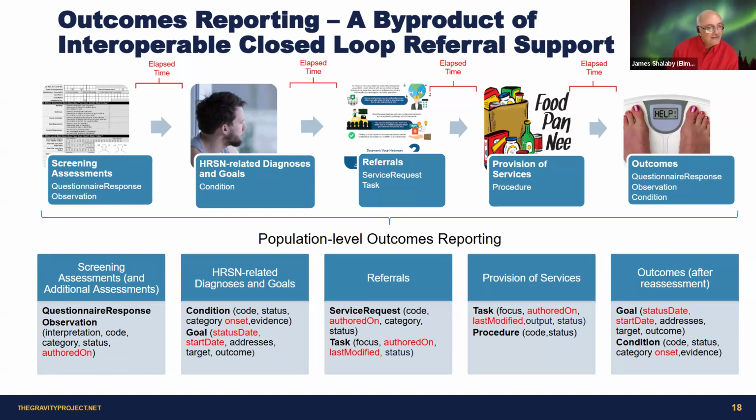So for screening, the questionnaire response and the observations have interpretation codes. They have the code that represents the condition or the observation that has been documented in screening. The category: is it food insecurity, housing insecurity, financial insecurity? The status of the observation, the author, when it was authored, when it was actually identified, when were these screening results actually documented?